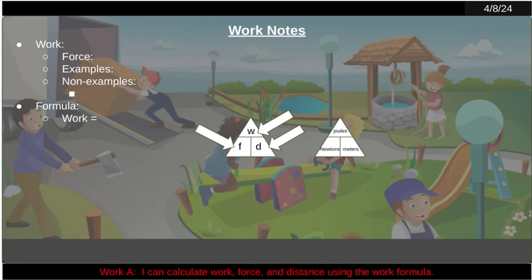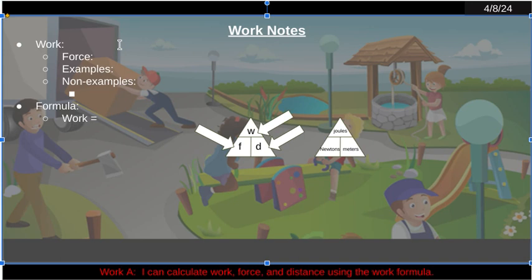Today we're going to start taking notes on work, and we're going to do a couple of definitions and learn a new formula. It's going to be the same type of thing that we've been doing in previous units, where you've got a nice little triangle and we place the different variables in there. So let's go ahead and get started.